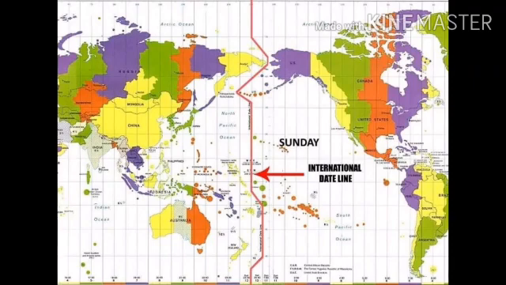Now we will discuss the comparison of latitudes and longitudes. First, what is the difference between latitudes and longitudes? The lines of latitude go from east to west and divide the earth into the northern hemisphere and southern hemisphere. And the lines of longitude go from north to south and divide the earth into the eastern hemisphere and western hemisphere.